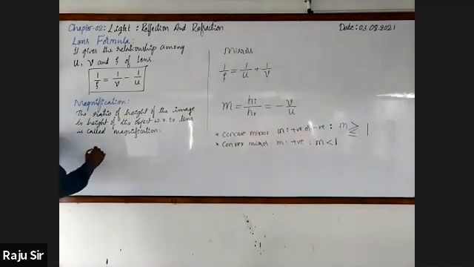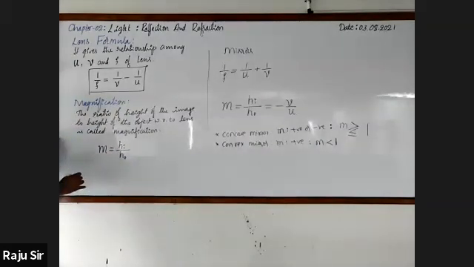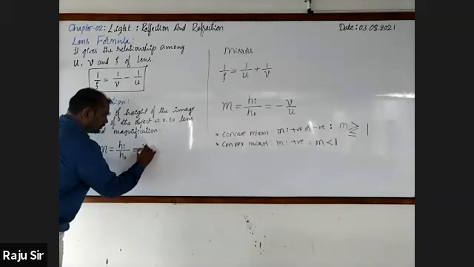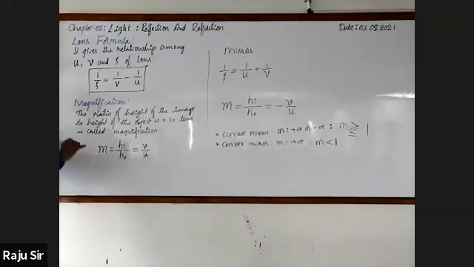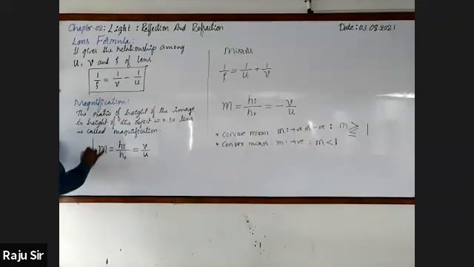Then what is the magnification formula? M is equal to HI by H naught, or it is also equal to V by U. That is with respect to lens, not mirror.